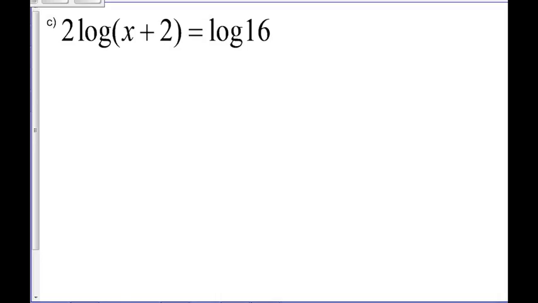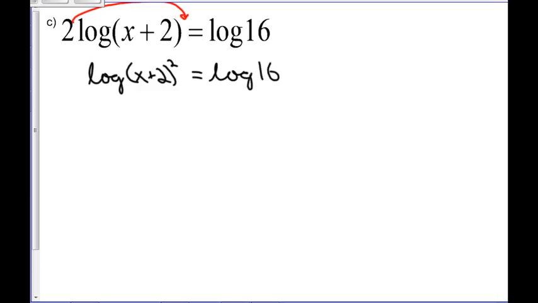And we know that the power law says exponents can come down front, but we could also use it kind of in reverse and say, well, that 2 could go live on top of the binomial, which would give us this. Log of x plus 2 all squared equals the log of 16. Now we have a single term on each side. Now we can drop our logs.